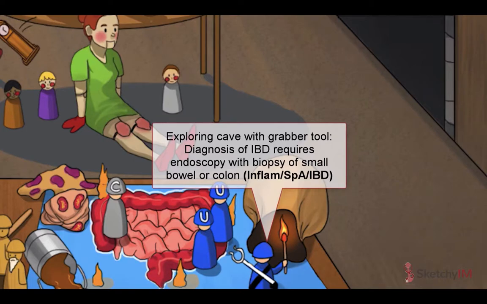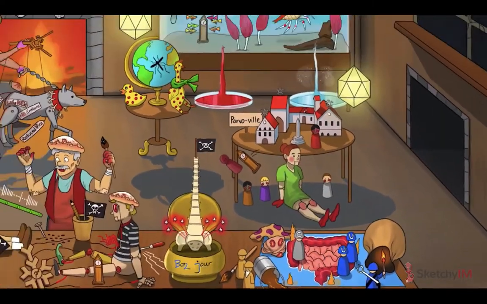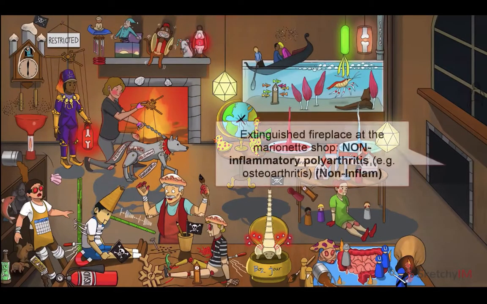IBD is definitely diagnosed via endoscopy and biopsy. Well, that got heated. Well, that about wraps up our discussion of inflammatory polyarticular arthritis. Time to finish off the sketch with the other category of polyarthritis, non-inflammatory.